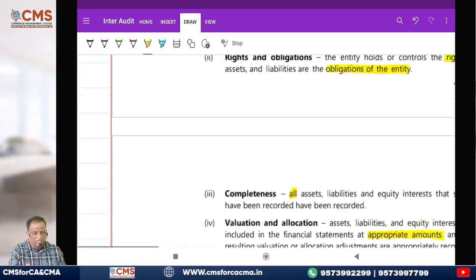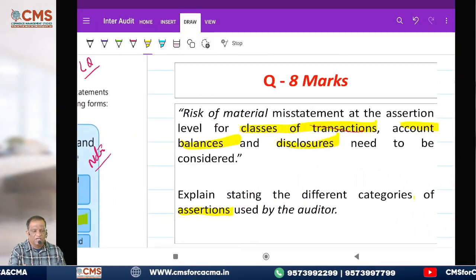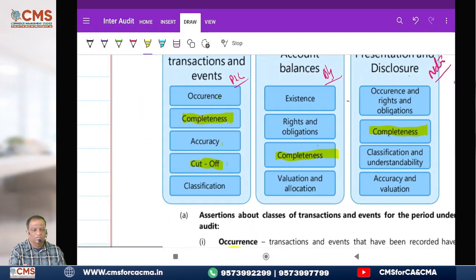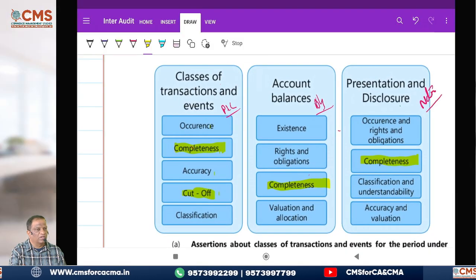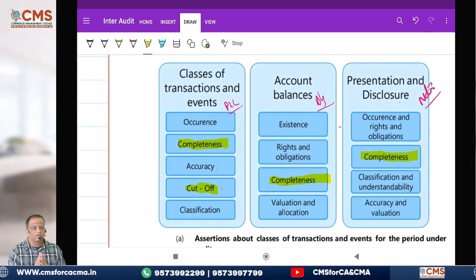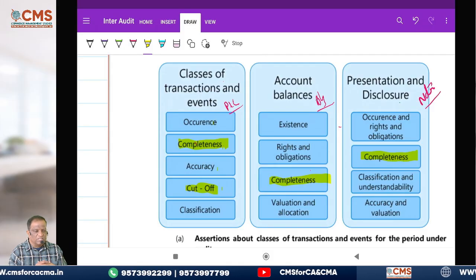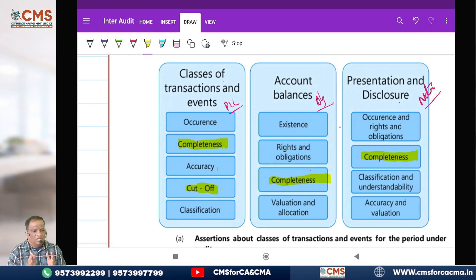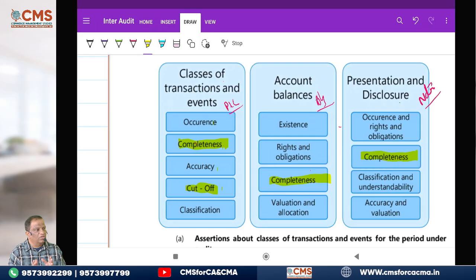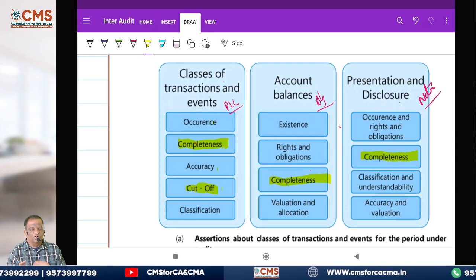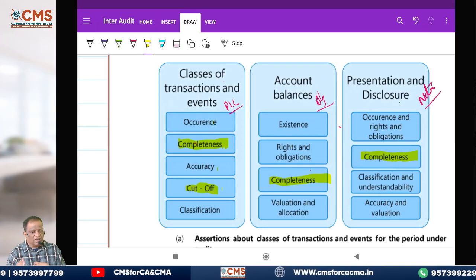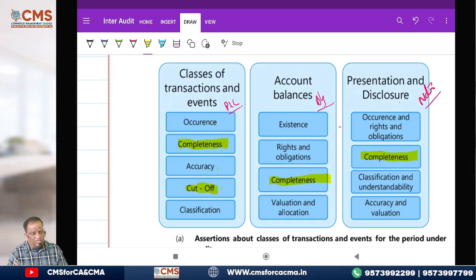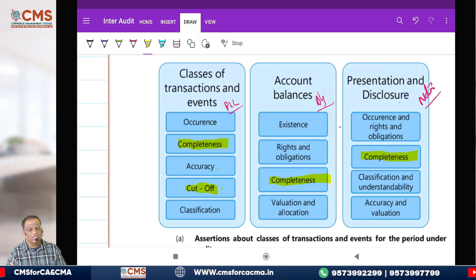This is one model question. Another model question is, like you see here, 8 marks: what are the different categories of assertions? So this is something you have to learn by heart, whether you remember through acronyms or otherwise. These assertions are classified into 3 different buckets: transactions and events, account balances, and presentation and disclosure. Based on transactions, occurrence, completeness, accuracy, cutoff, and classification. Based on account balances, 4 types: existence, that is the asset is still existing; rights and obligations, the company has rights to the asset or obligations for the liability; completeness; and valuation and allocation. And the last one, presentation and disclosure.